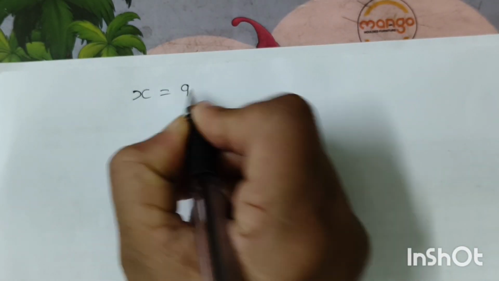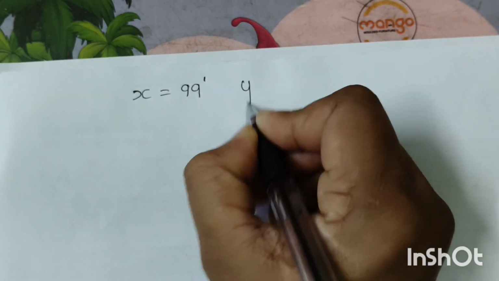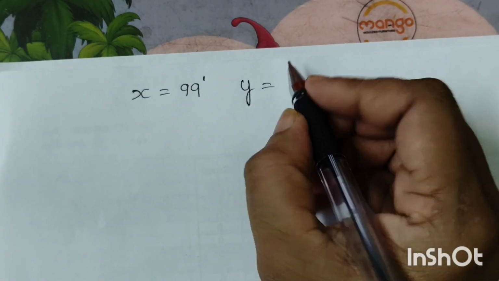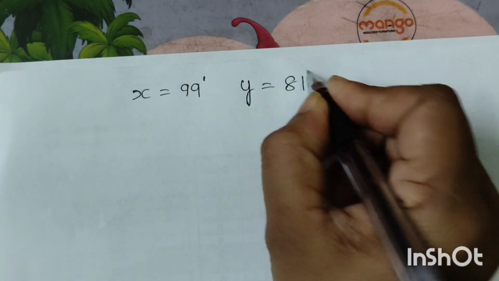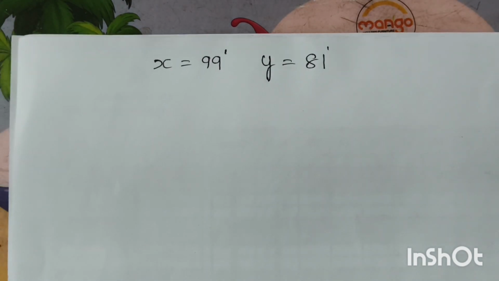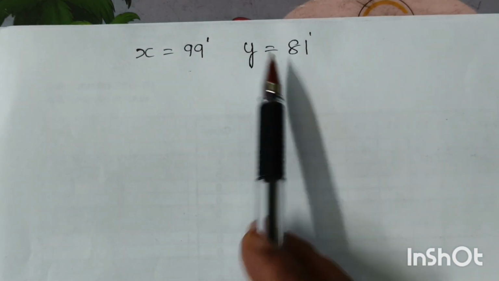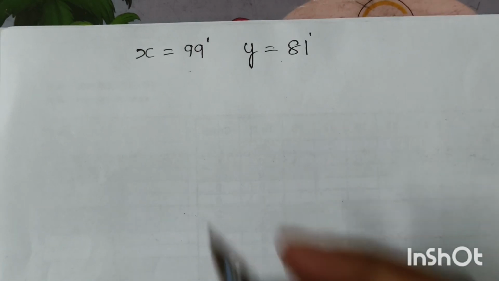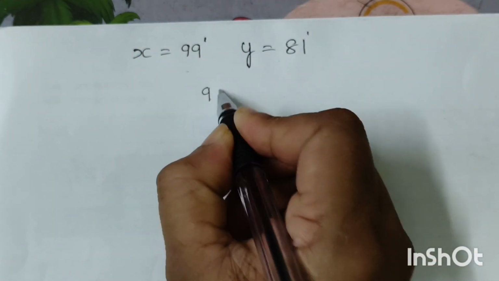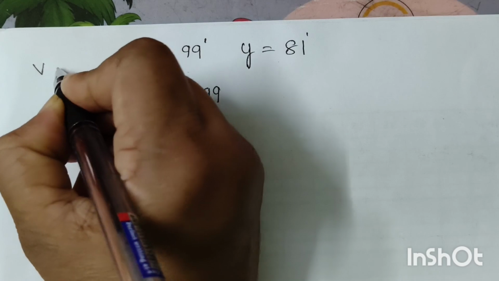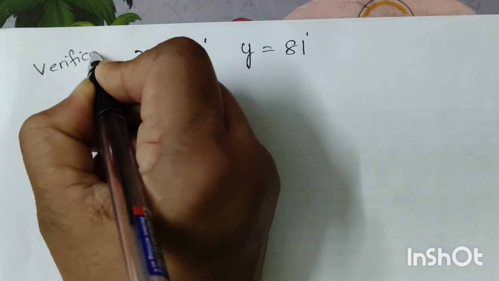x is equal to 99 degrees and y is 81 degrees. According to the question, the two angles are supplementary. Let us see whether they are supplementary or not. Supplementary means what? This is verification, okay? No need to do it in your exam.